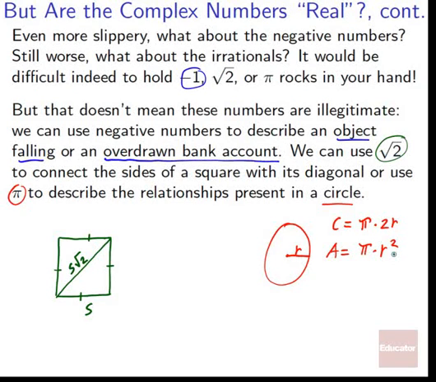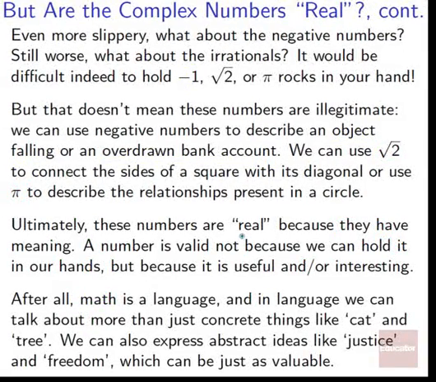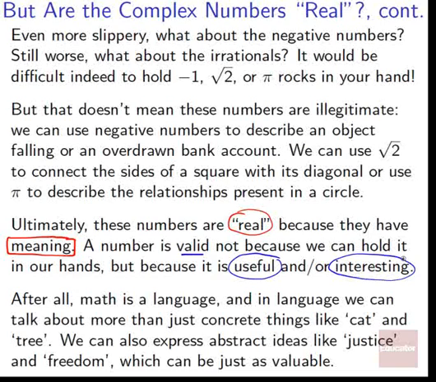They're all valid numbers, not because we can hold them in our hand, but because we can use them for totally reasonable things. So ultimately, these numbers are real, in quotes, not to say real numbers, but numbers that we believe in because they have meaning, because they are useful for something. A number is valid not because we can hold it in our hands, but because it is useful and/or interesting. That's what makes a number a valid number that we want to work with: we can either use it in real things or it's really interesting and fascinating. It's telling us cool stuff.